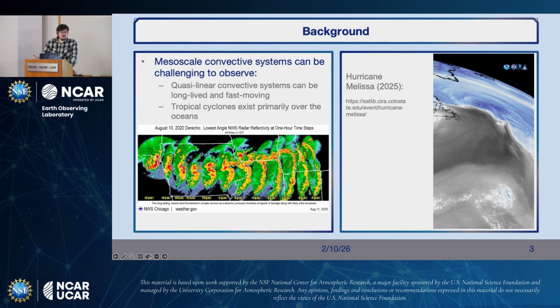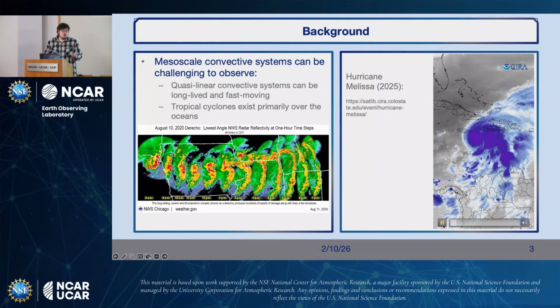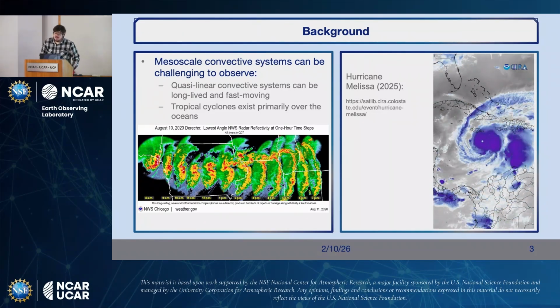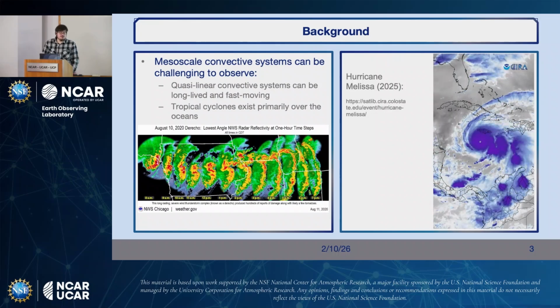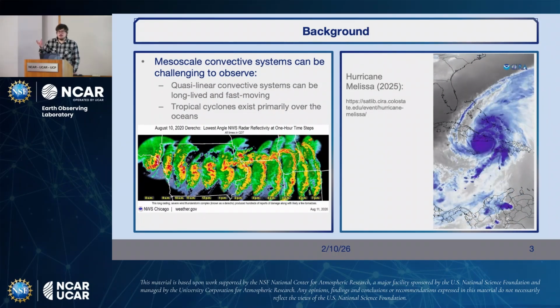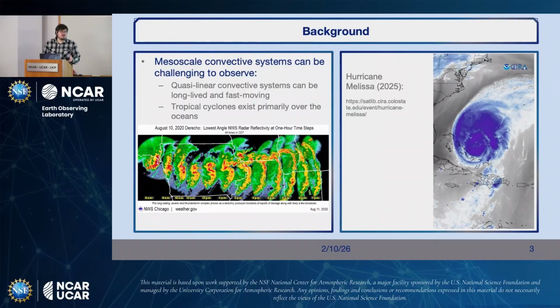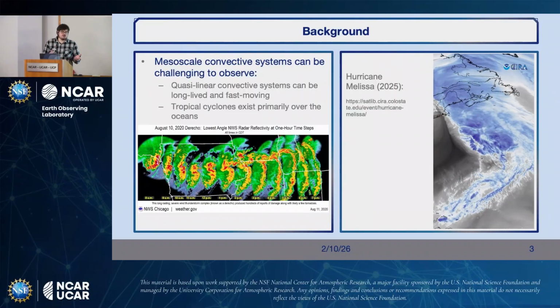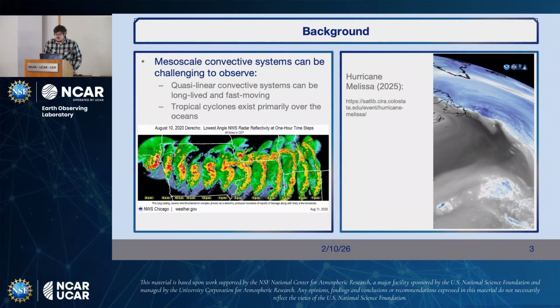Mesoscale convective systems, or MCSs, are challenging to observe because sometimes they're extremely long-lived. Squall lines can last on the order of days. Tropical cyclones, this is an animation of Hurricane Melissa, spend most of their time over water, and that's really hard to observe. But an aircraft enabled with radar can spend a long time observing these systems and going places where traditional platforms can't go.